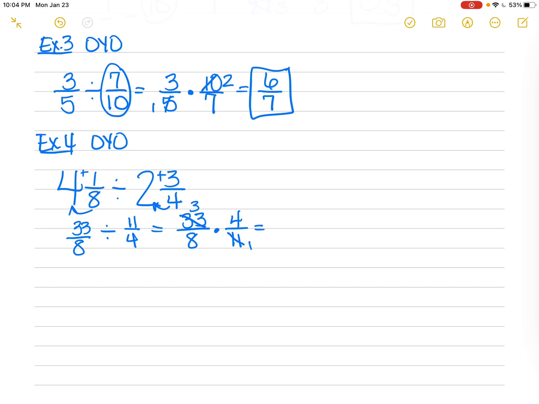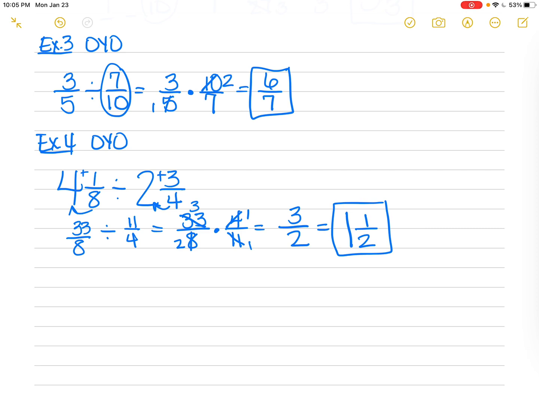On 8 and 4, they can both be divided by 4. So this is going to become 2. And this is going to become 1. Now I multiply across. 3 times 1 is 3. On the bottom, 2 times 1 is 2. Then I have an improper fraction. I need to change it into a mixed number. So 2 goes into 3 one time. I have 1 left over and 2 on the bottom.